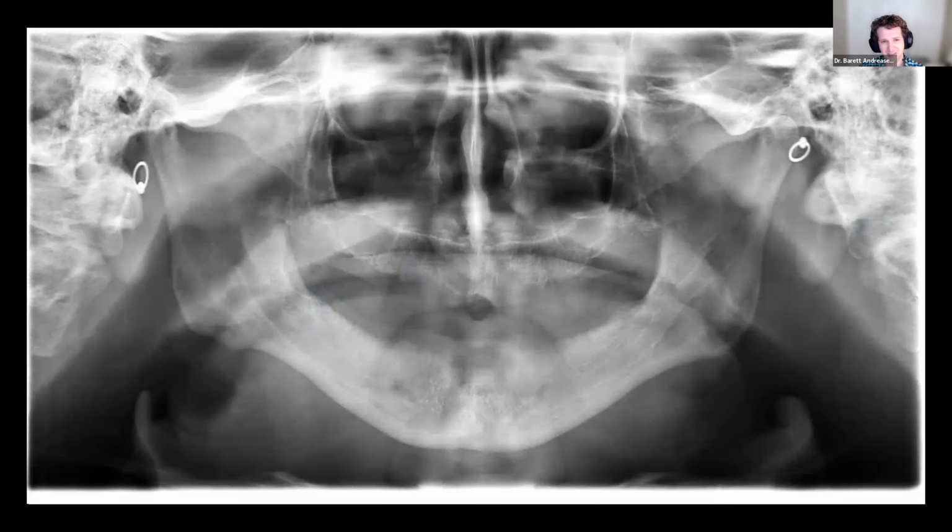And then for this last patient, we didn't notice anything in particular here, but that's kind of concerning because there definitely is something that's present.